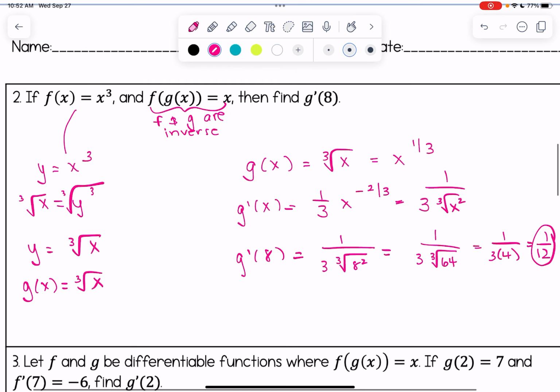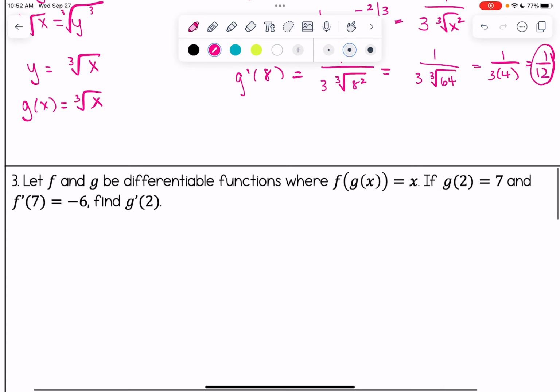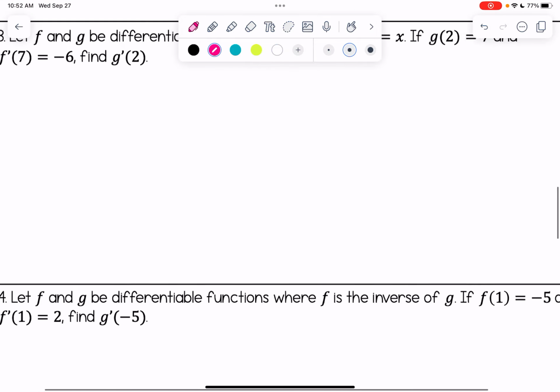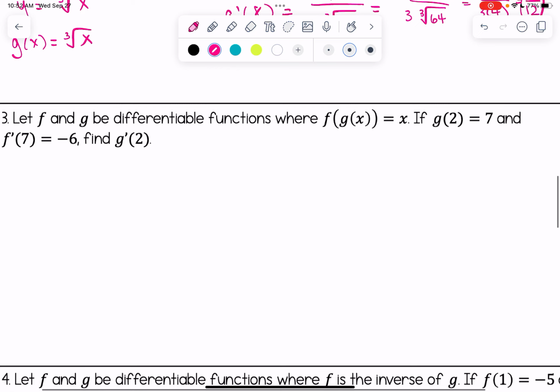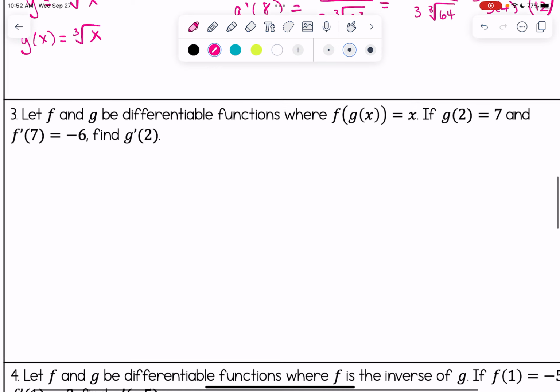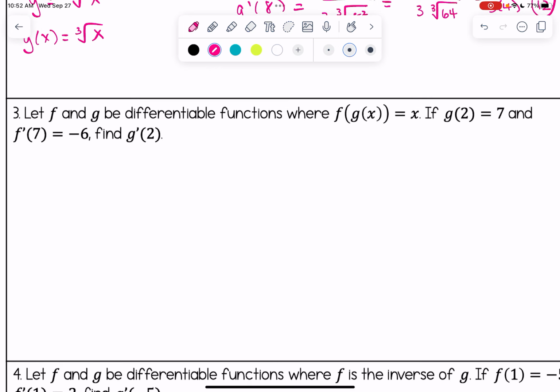So for questions 1 and 2, the problems had one similarity, which is that we were given one of the functions. You're going to see in questions 3 and 4, we are not given either of the functions. So we can no longer do this process of switching x and y, taking the derivative, and then sometimes evaluating like we did in number 2.